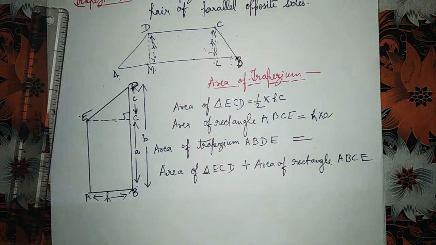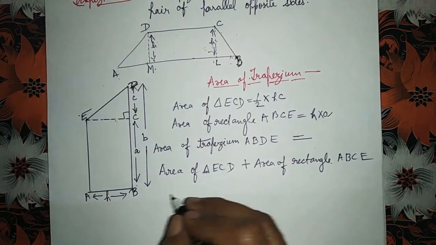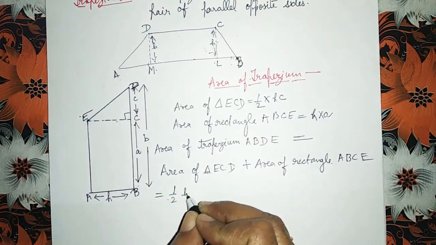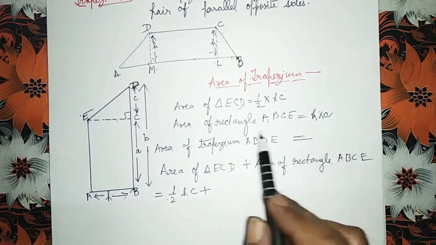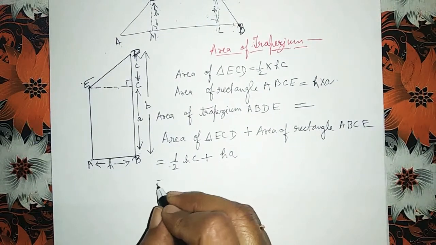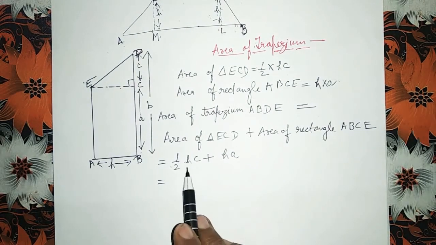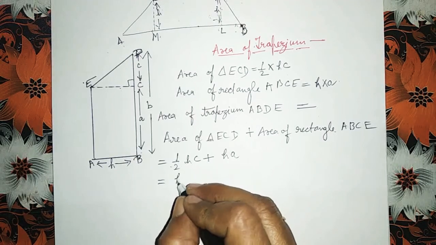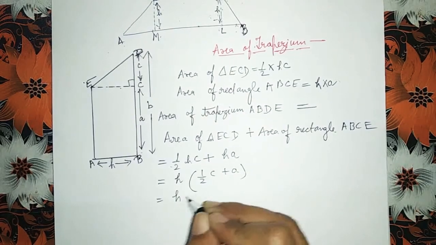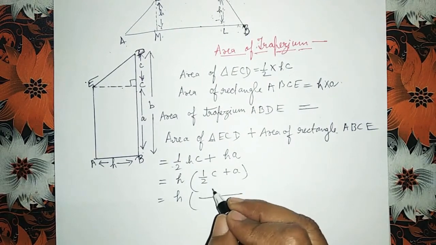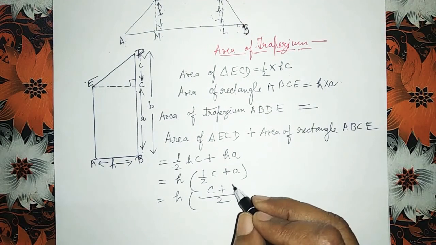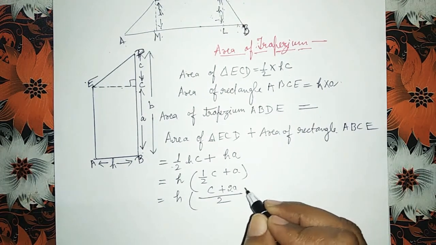ABCE. Okay. Now area of ECD we have calculated here, half HC plus area of rectangle is H into A. Now we will solve the next step here. H and H we can take as common, and in the bracket we will get half C plus A. Here 2, here C will come, fraction you know how to solve, like that only you will solve, and here A upon 1 means here 2A will come. Okay.